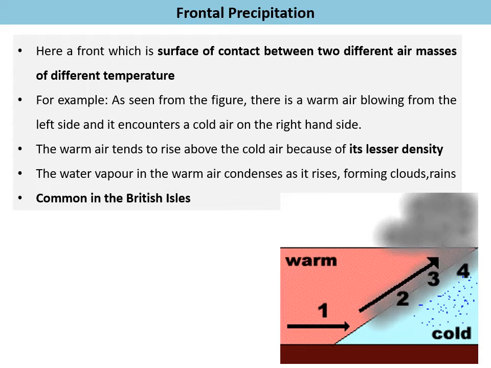So the warm air, as it encounters the cold air, rises above because of its lesser density. Then the water vapor present in this warm air condenses as it rises, and forms clouds and then rain. The precipitation which occurs as a result of this process is called frontal precipitation. This type of precipitation is commonly observed in the British areas.